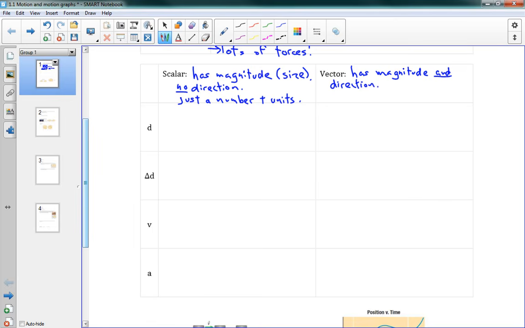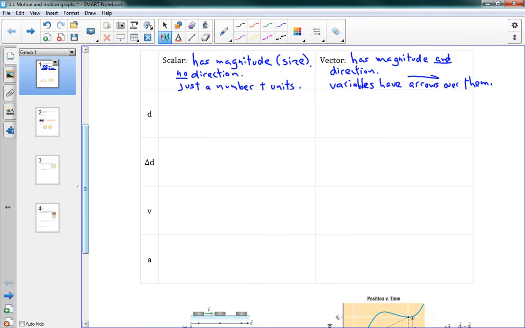The other thing to note here is that when you have a vector, the variables have arrows over them. And those arrows look something like this. If arrow was the name of my variable, I would put the arrow like that. Some people will draw their arrows with two parts like that. That's fine. I write them like this.